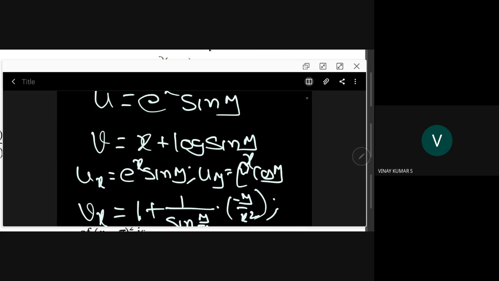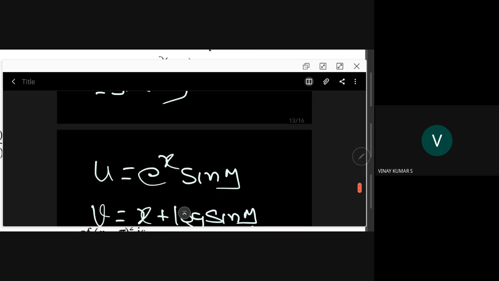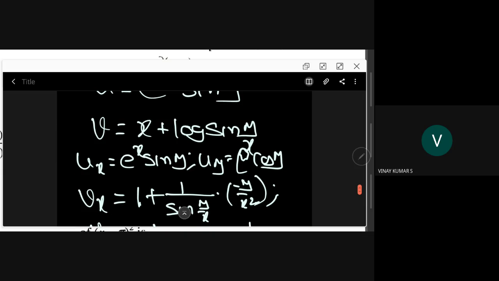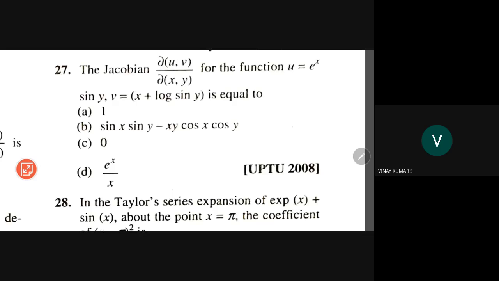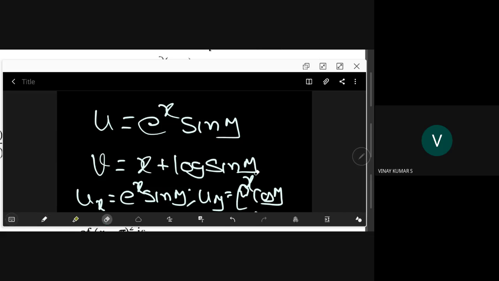Shoot, this. Why I got? What is the problem here? Small mistake I have done. Oh, this is only sine y. The mistake I did is here. This is not there. Okay, no problem. This is y.